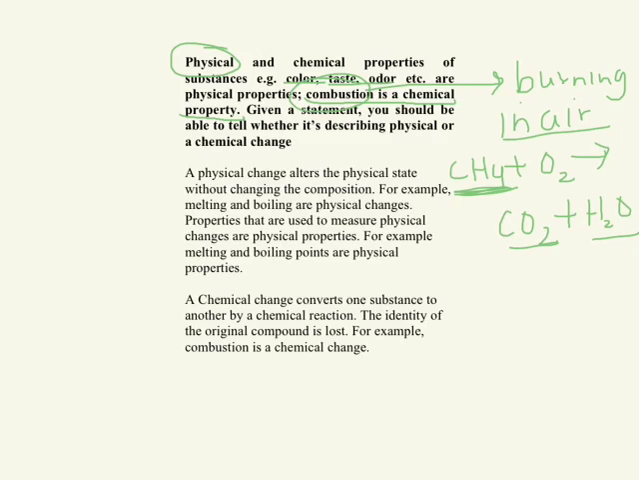Now, what is a physical change? A physical change is a change in the physical properties or a change in the state of matter for a substance without altering the composition. For example, melting and boiling, not the points, melting and boiling are physical changes.